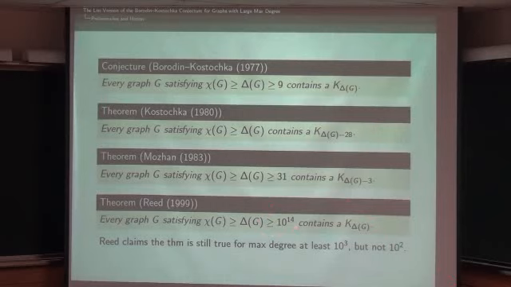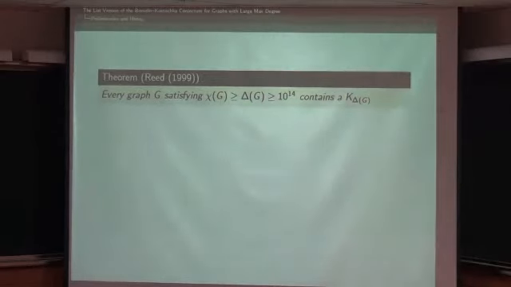And there's this last section in the end where he claims it's still true if you reduce this down from 10 to the 14th to 10 to the 3. But he is skeptical about, well, maybe it's not true for delta at least 100. He thinks using his own methods, you can't do any calculations on the constants better and better such that you will get 10 to the 2. So this is Reed's theorem.